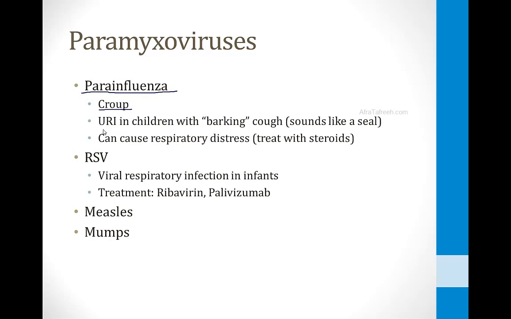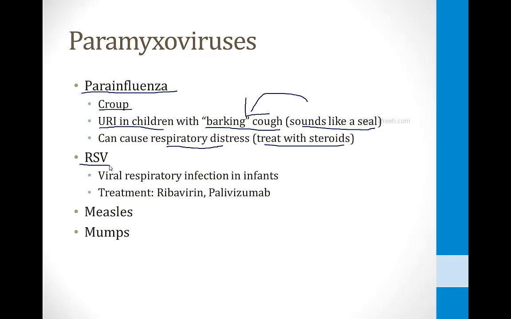So croup looks just like an upper respiratory infection in a child. The child will have sore throat and runny nose, but what's unique about croup is that they develop a barking cough. It sounds like a seal. If you've ever seen a kid with croup, it is very easy to recognize. And the reason they have this barking cough is because of the infection involving the oropharynx and the throat, and it can potentially lead to respiratory distress, and sometimes children who have the barking cough of croup are treated with steroids to knock down the inflammation in the back of the throat. Otherwise, this is a self-limited infection. It's just treated like any kid who has a cold.